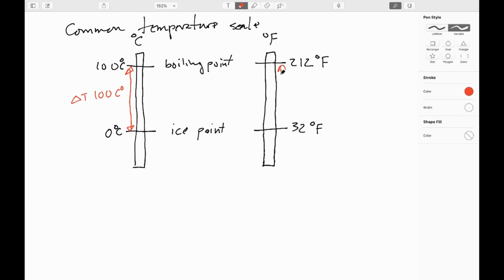Likewise here, the difference in temperature between these is 180 F degrees. So if it's a reading, the degree sign goes in front. If it's a difference, the degree sign goes in back of the letter. Don't worry, when we get to kelvins, it'll be even more confusing.